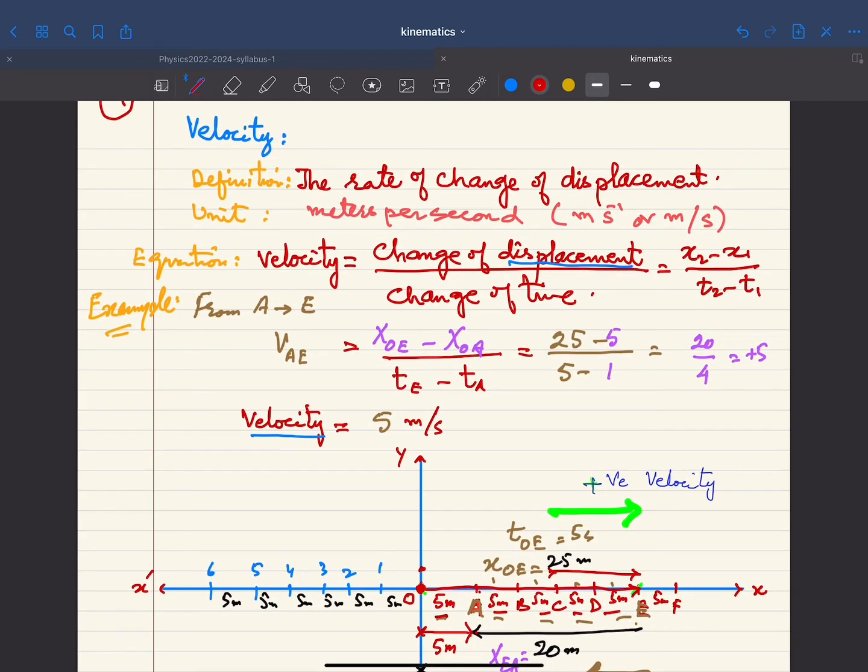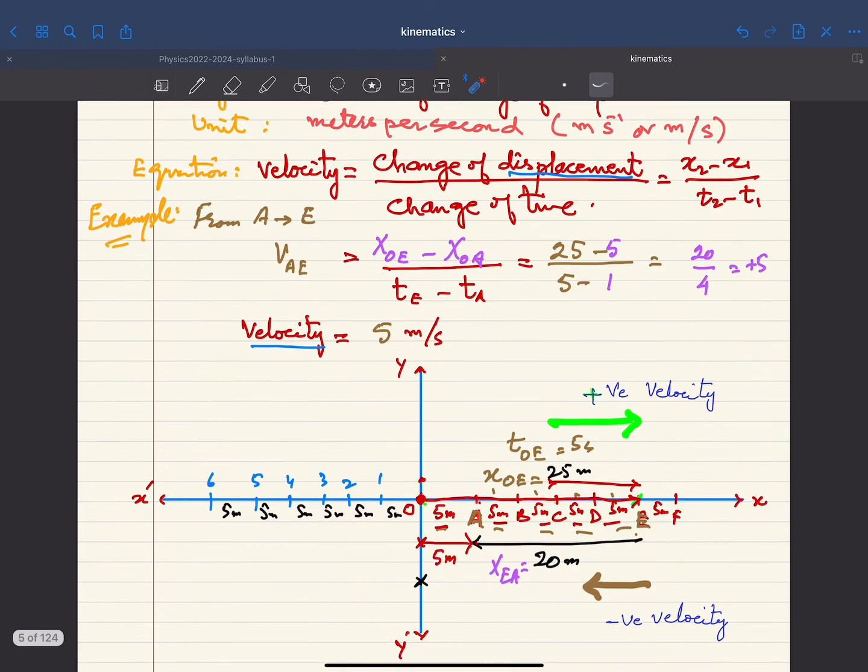Okay, now after displacement we have to discuss velocity. As far as the definition is concerned, rate of change of displacement is simply velocity. Units, you already know, you have meter per second. And as far as the equation for the velocity is concerned, this is simply change of displacement divided by change of time. So you can write it this way: x2 minus x1 divided by t2 minus t1.